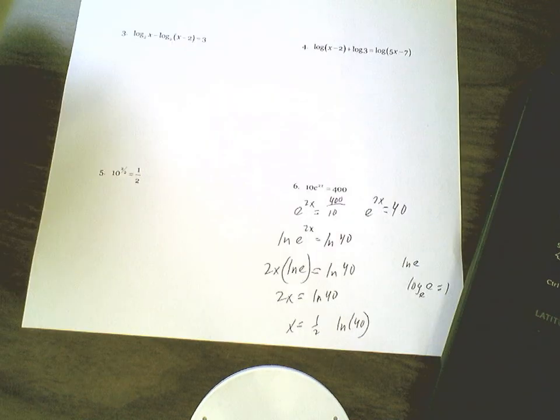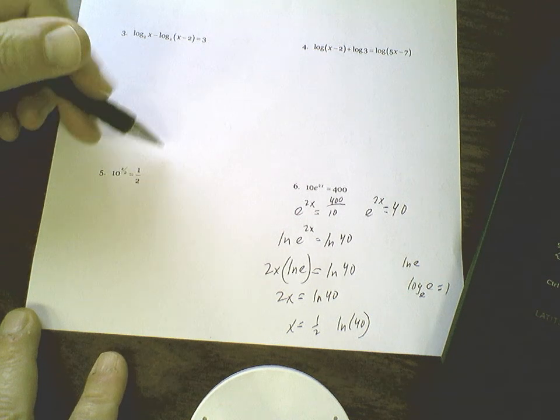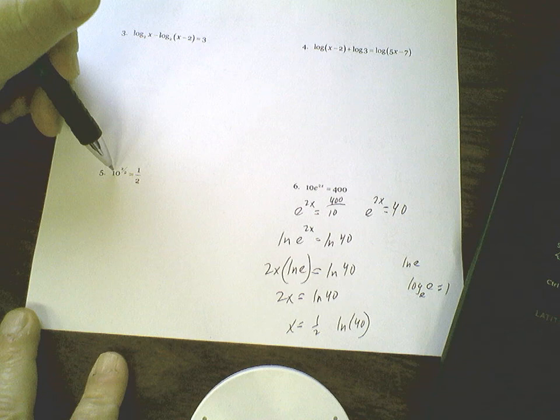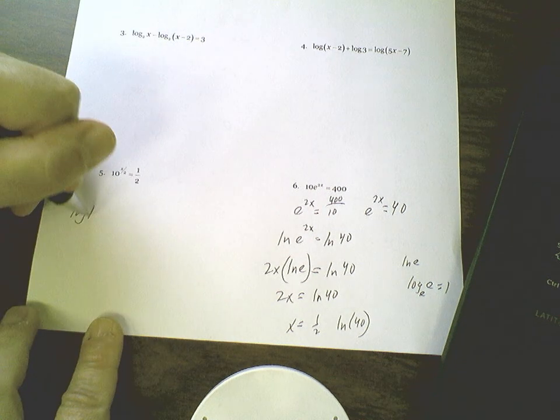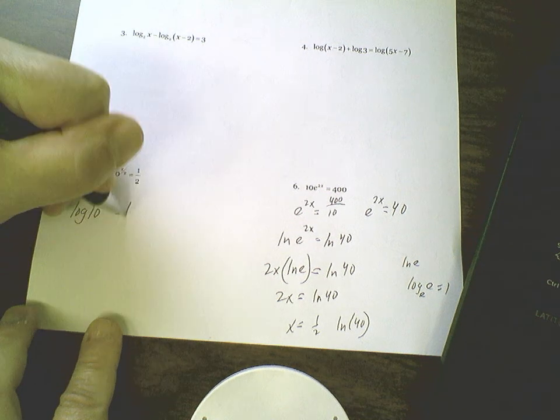10 to the power x over 2 equals 1/2. Well, here we had e to a power, and we did an ln. Here we have 10. Why don't we do log base 10 of both sides: log of 10 to the x over 2 power equals the log of 1/2. What's the nice thing that happens?